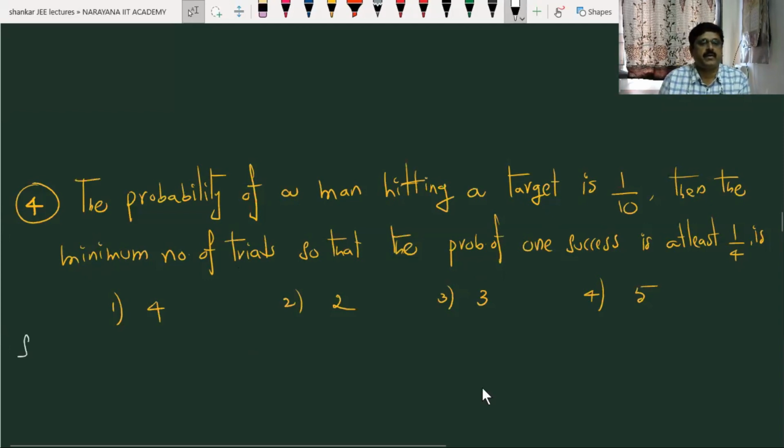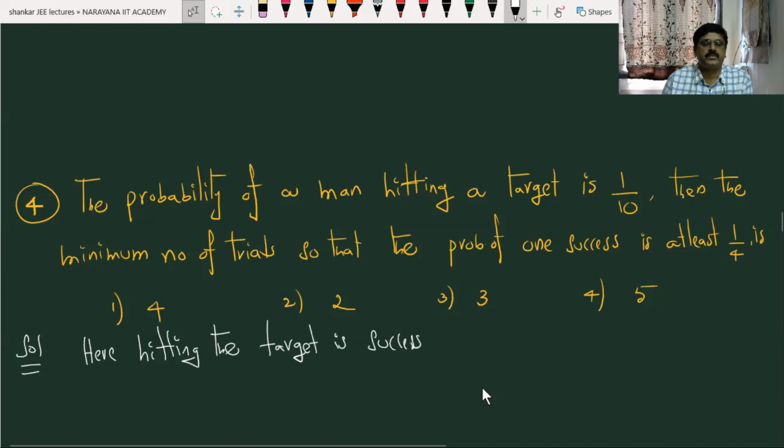So students, how to crack this problem? Carefully you watch. So here, hitting the target is success, students. So P is equal to, already probability of success is given in the data itself. P is equal to 1 by 10. Obviously, Q is 9 by 10. You know that probability of failure is denoted by Q and probability of success is denoted by P. And P and Q are complements to each other. Their sum is 1. Okay.